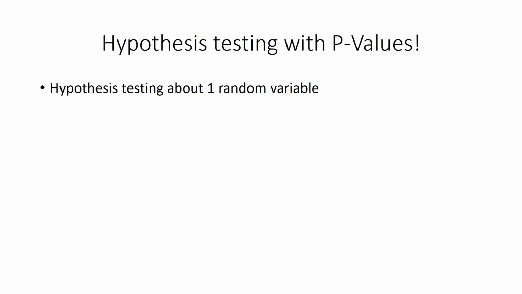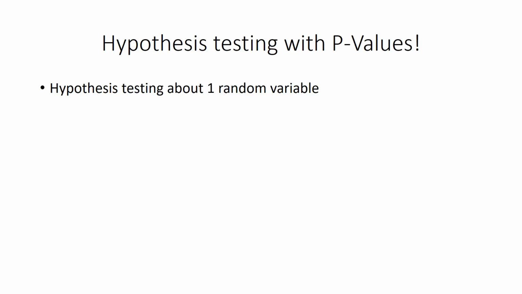Basically, we're asking a very specific question. We're testing a specific hypothesis about one random variable or one column of data. This is going to vary. It's different from when we do t-tests or f-tests because we're looking at two or more random variables.